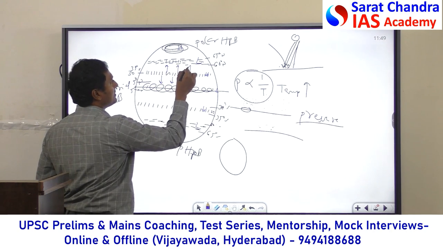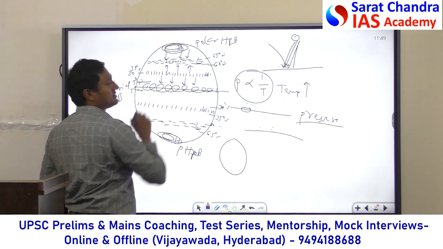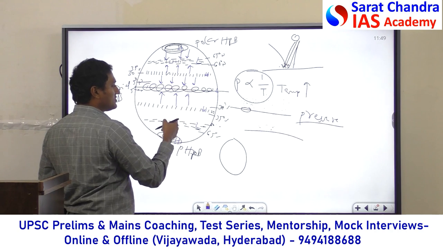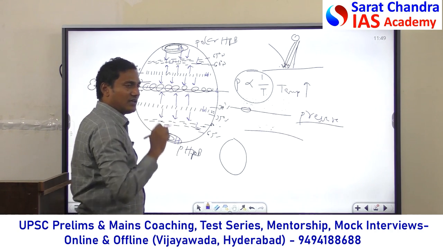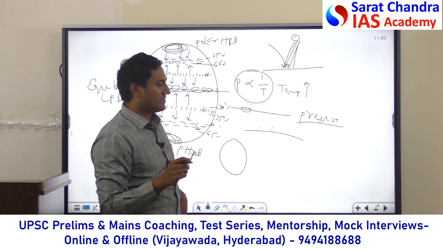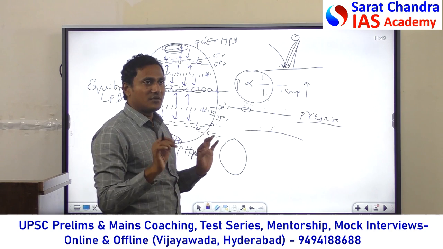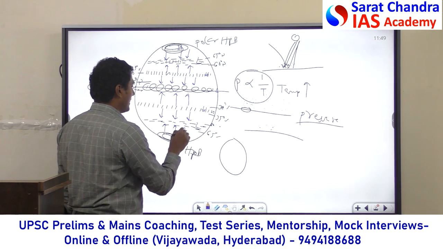You understand? In this region winds move like this, and in this region also. So winds always blow from high. With the blue color, I am drawing the movement of winds. With the black color, I have drawn only the pressure belts. With the blue, I am drawing the movement of winds. So, winds actually want to move like this, from high to low.